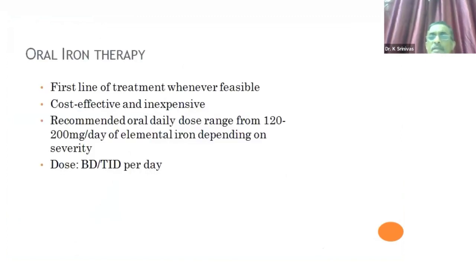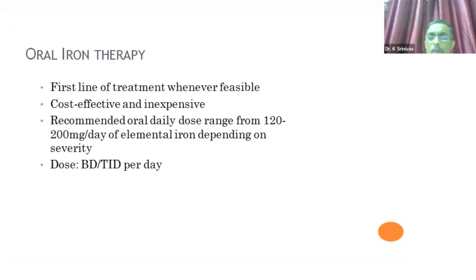Oral iron therapy is the first line. What I'm talking about now is therapy. It is not prophylaxis. What I spoke of till now was prophylaxis, which is given to every pregnant woman, whereas what I'm talking about now is the therapeutic approach to diagnosed anemia. The first line of treatment is oral iron. It is cost effective and inexpensive. Oral dose of 120 to 200 milligram of elemental iron.